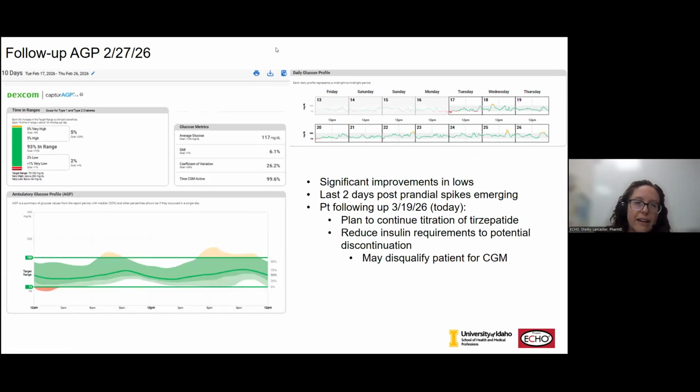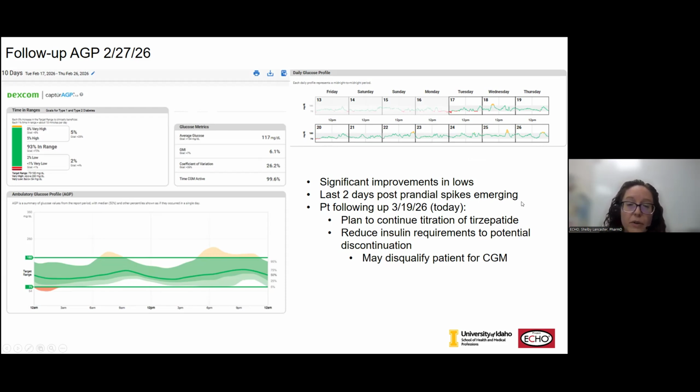So when we pulled that data approximately 10 days later on the 27th, we can see that his lows did come up and improve significantly. He was within target range 93% of the time, and the high percent was about 5. As you can see moving forward, his lows did start to improve and really started to resolve by the 23rd forward. And we did start seeing some postprandial spikes occurring here.